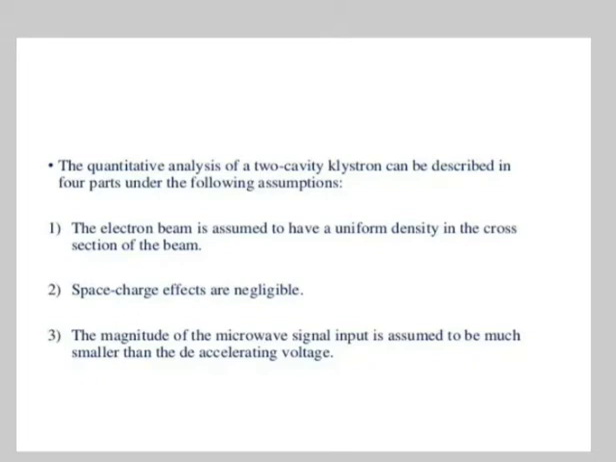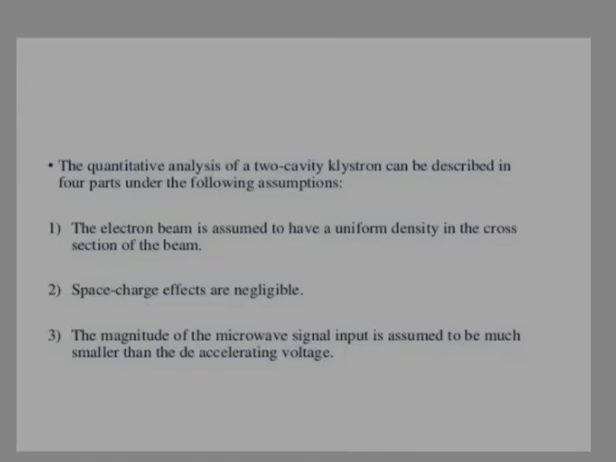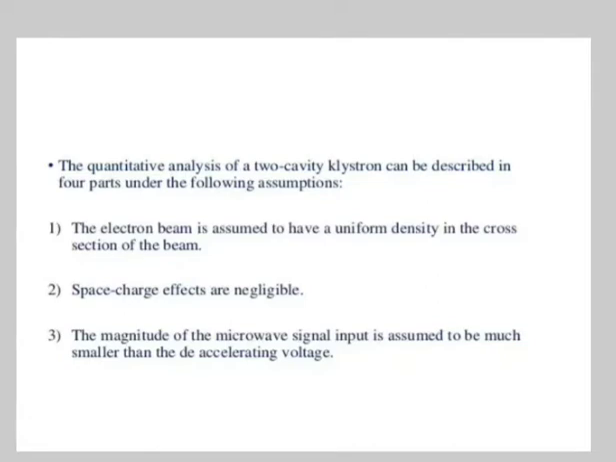So the first is that the electron beam is assumed to have uniform density in the cross section of the beam. Space charge effects are negligible. The magnitude of the microwave signal input is assumed to be much smaller than the DC accelerating voltage.